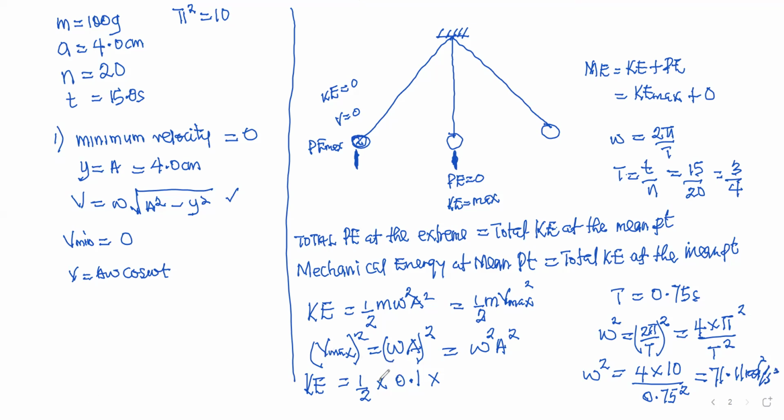Then substitute that into the kinetic energy formula. So you have 71.11. The amplitude is 4. Change 4 centimeter to meter. And this is 0.04 squared. And you must get it.